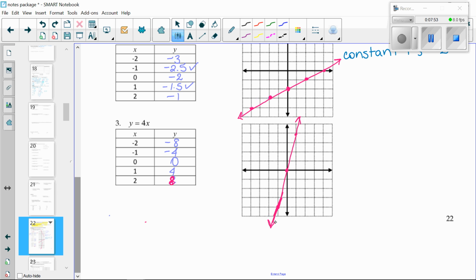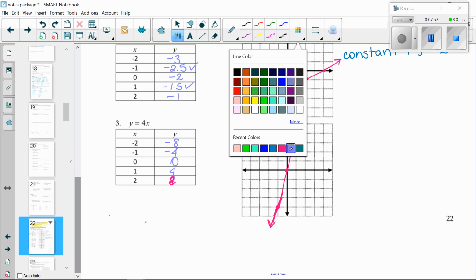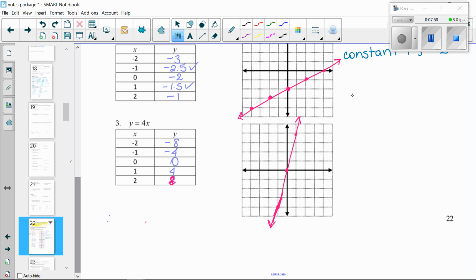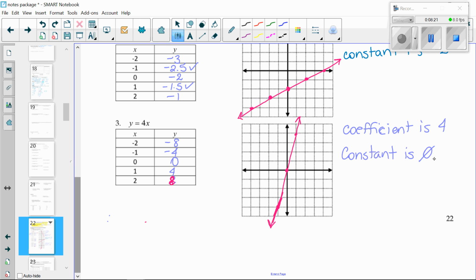Okay, so this one's a little bit different because we have a coefficient. Coefficient is 4. What's our constant? If there is no number written, our constant is going to be 0. Okay? All right. Flip the page.